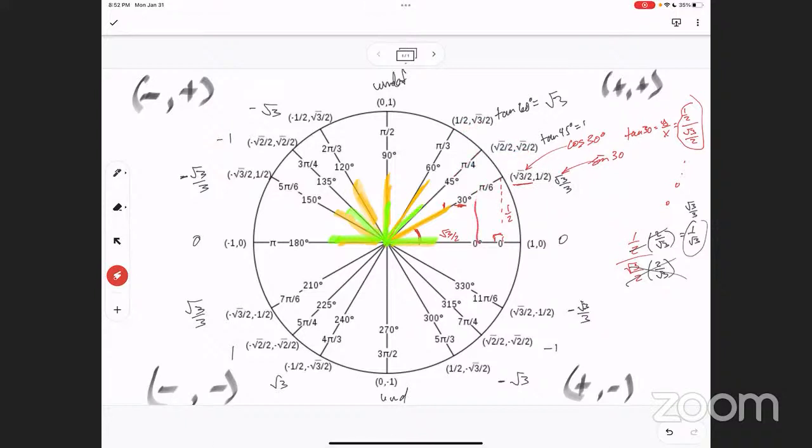This is 45, so those are the same, right? That and that are the same. We learned 30-60-90s and 45-45-90s in geometry, and we never talked about the unit circle. That's so weird. Well, yeah, and with 30-60-90, you can actually prove it if you draw this.